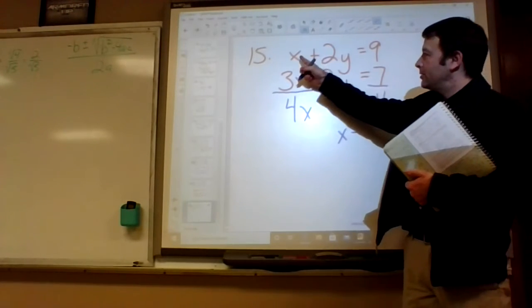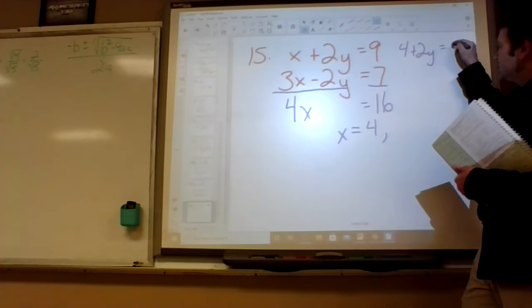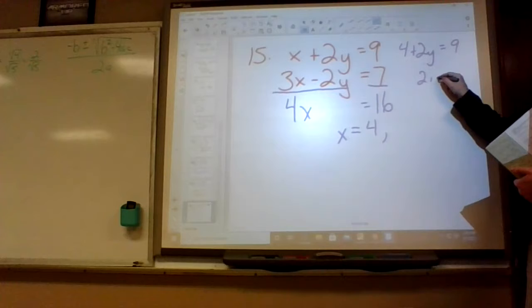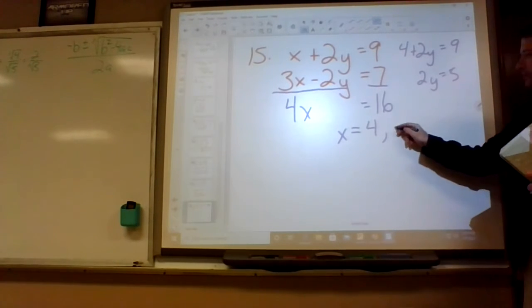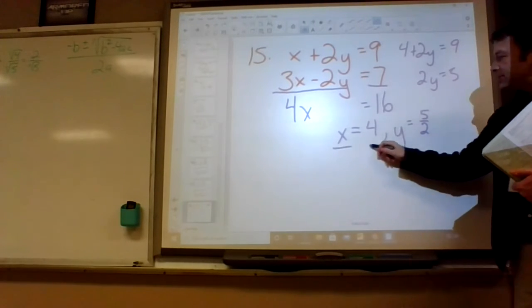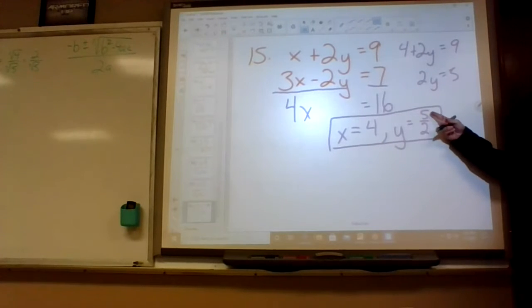Plug that back here. 4 plus 2y equals 9. So subtract the 4. Makes 5. What's 5 divided by 2? 5 over 2. Good. Don't worry about changing it to a decimal. 5 doesn't divide by 2 well, so we can just leave it as an improper fraction, 5 over 2.